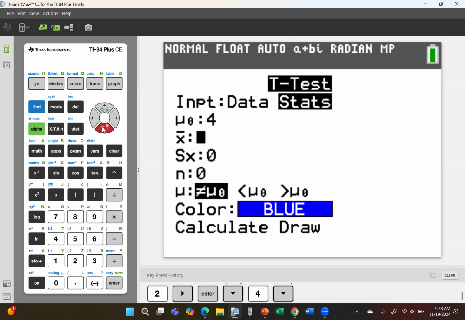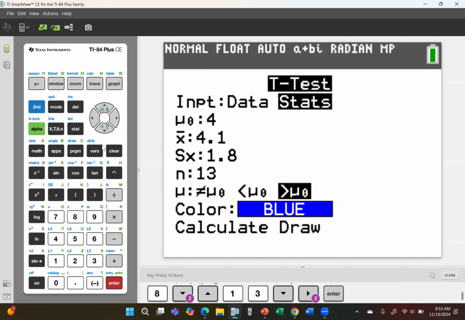And how about our rural hospitals? Was their average wait 4.1, with a standard deviation of, what was it, 1.8? And how many patients did we look at? We looked at 13 patients. And we're doing a right-tailed test: is the mu we calculate greater than 4?